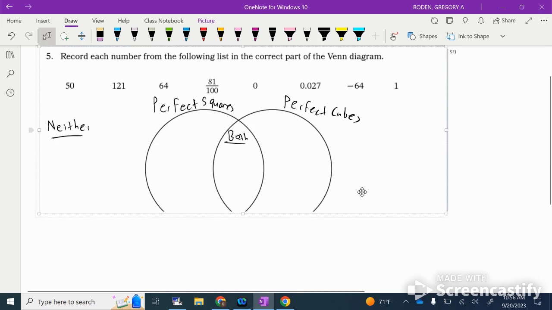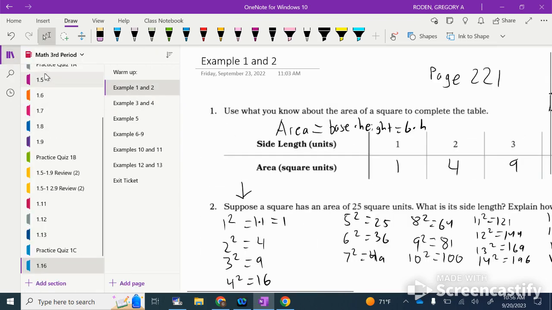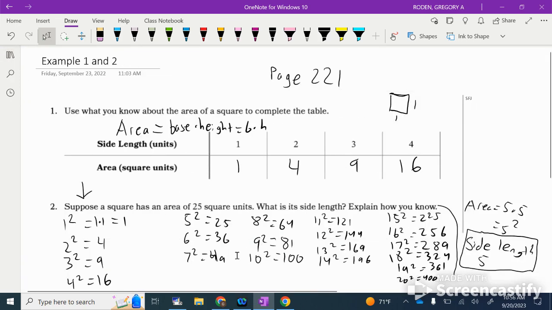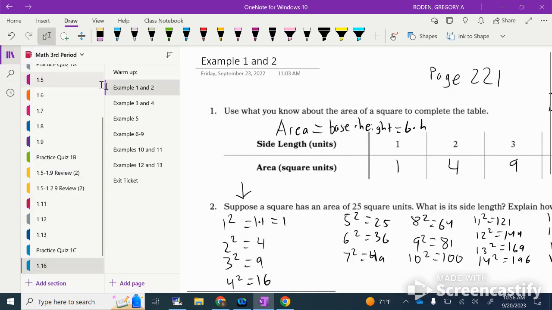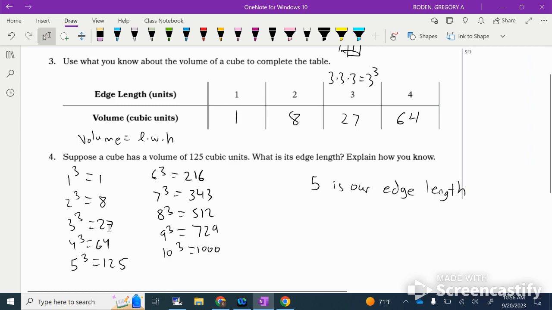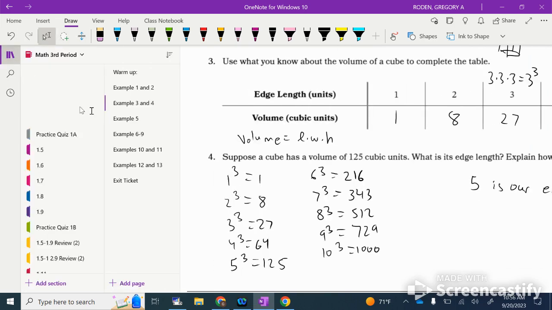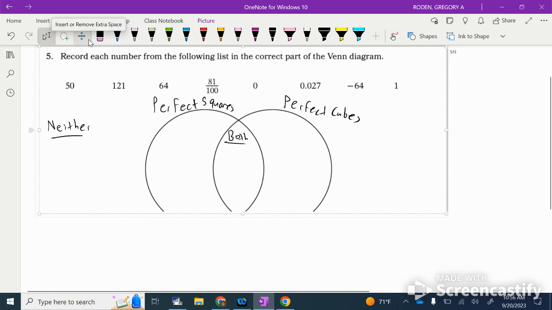Okay, so we're going to go through each of these. And all we're doing is we're going to our charts that we just made and seeing if we can find them. So look at 50, go back to your charts. Is 50 in either the squares or the cubes, guys? Is 50 listed out? No. Look at our squares. 50 is not here. We go from 49 straight to 64, so no 50. In our cubes, we go from 27 to 64. We skip right over 50, so it's neither. So I'm going to put 50 under neither.